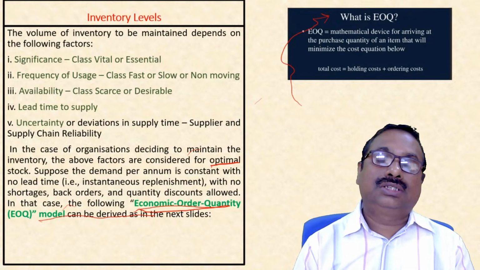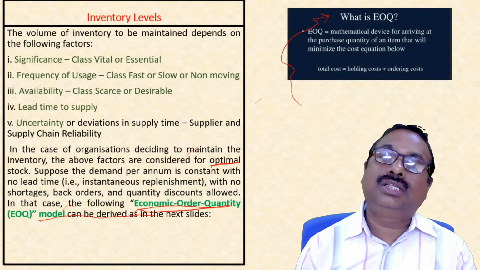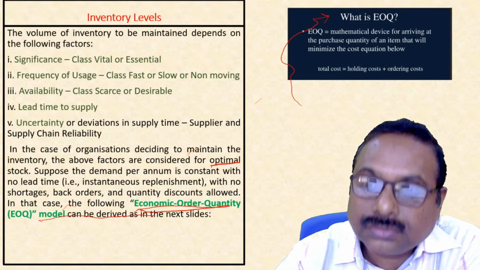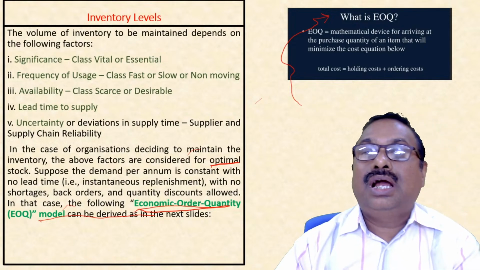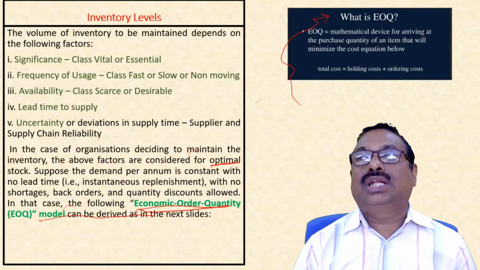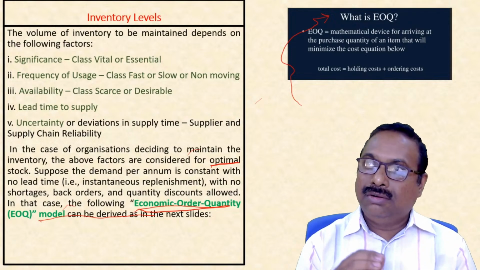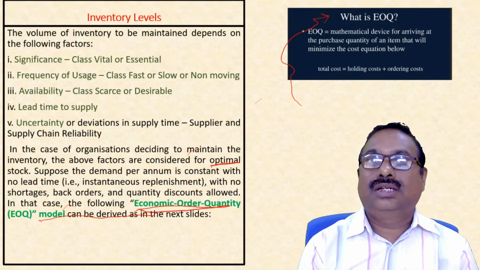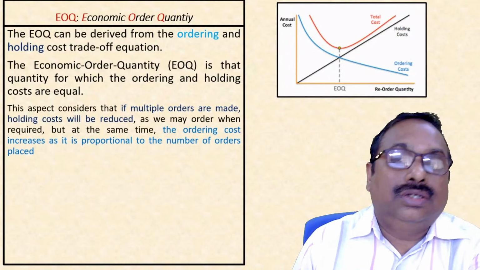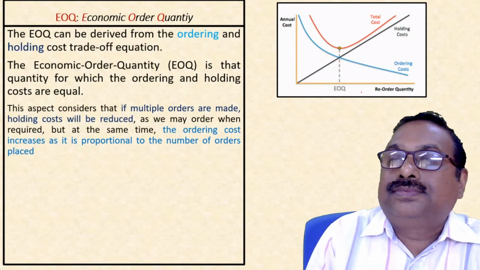Next is the holding cost. That means the material comes, then you hold the item in inventory. That cost is your storage cost or holding cost. So here our total cost is ordering cost plus holding cost. Now we want to minimize the total cost. Our objective is to minimize the total cost, because inventory management means we are keeping your working capital. So this is the EOQ model.